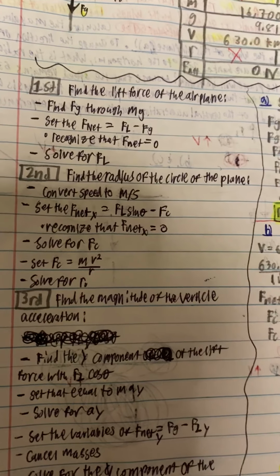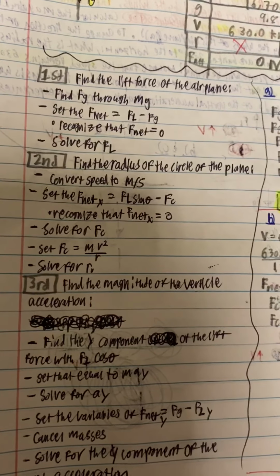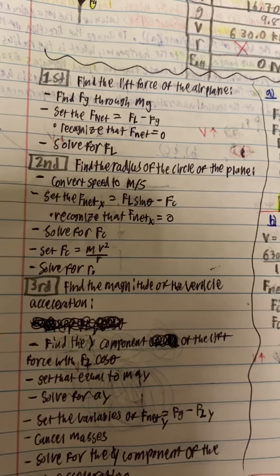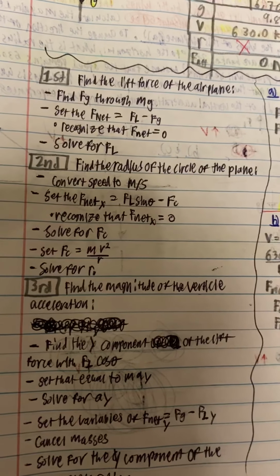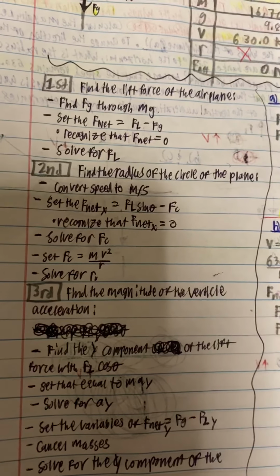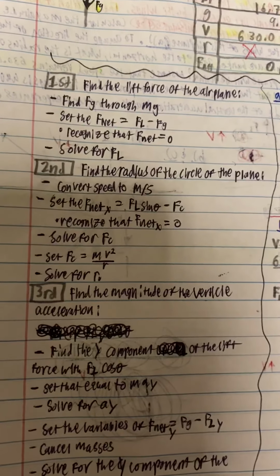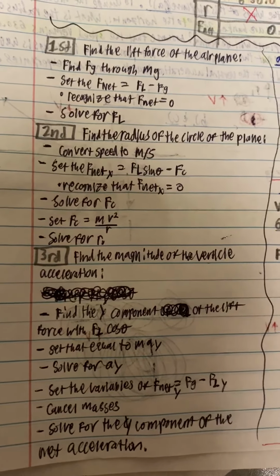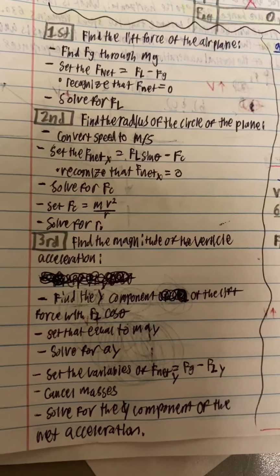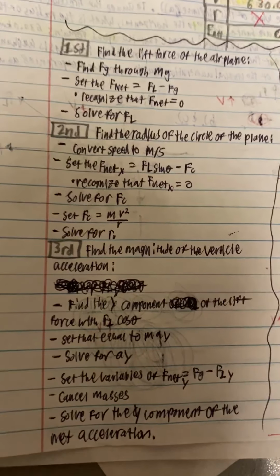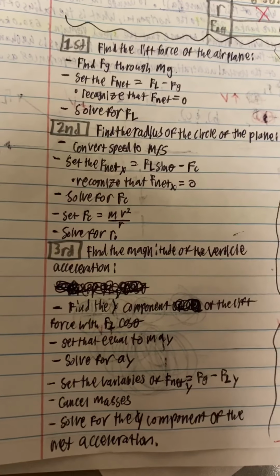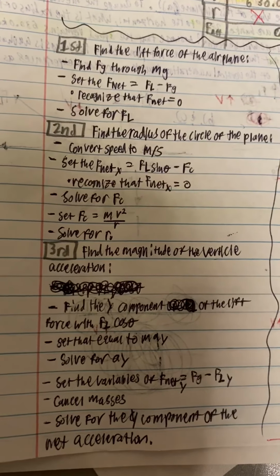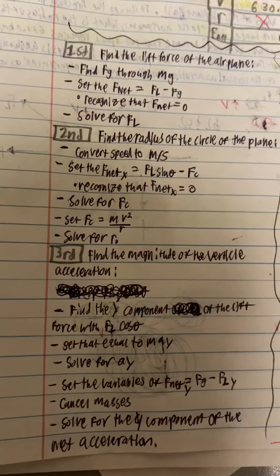Okay? Then recognize that the net force of x is also equal to 0 in this case, mainly due to how it is still constant velocity being assumed in that problem. Solve for the centripetal force. Then we need to set the centripetal force equal to mass times the acceleration, and I'll get into this in a minute, acceleration of c, and the c being the centripetal acceleration.